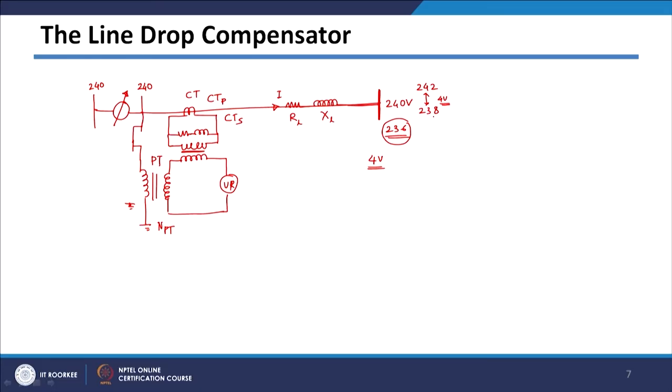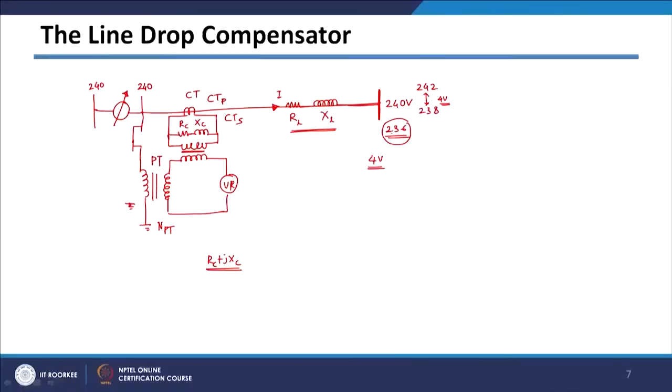So, we need to simulate this drop, or model this drop happening along this feeder, inside your line drop compensator circuit, and that is why we are putting this impedance here, which I am calling RC and XC, and that should be proportional to your line drop. So, whatever drop happens across your RC plus jXC should be proportional to the drop happening across your feeder. So, it should actually simulate or model the actual feeder inside your line drop compensator circuit.